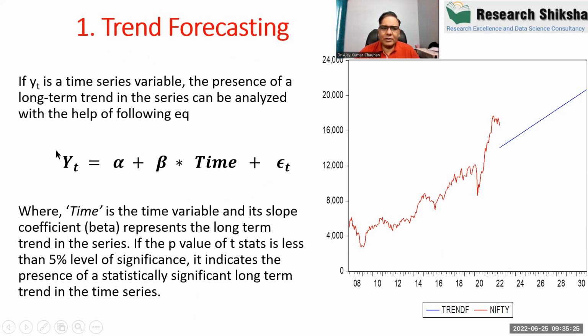We have studied the trend in our previous session, how to analyze the trend. So when you run this regression model, YT is the time series, alpha is intercept, beta is the coefficient of the trend. This is simple time. ET is the error term. If we run this equation, the beta will tell you the trend. And if beta is found to be significant, it means there is a significant trend in the series. And then we can use this equation to further forecast.